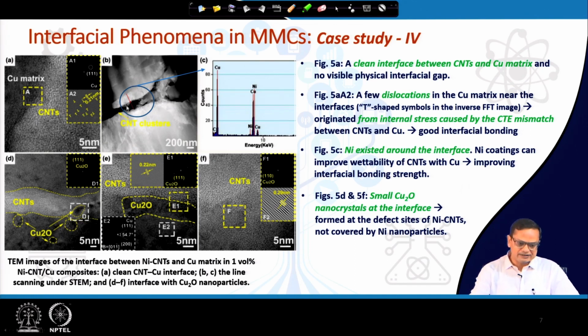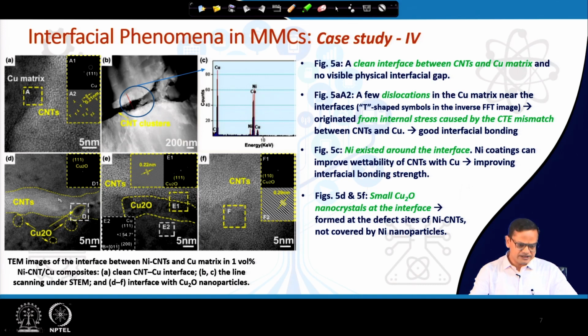Okay. Now, if you look at this particular image, here a line scan has been done to find out the composition of the different elements present, which has been shown here. You can see nickel is present there. That means these are two copper particles, basically copper grains, and in between the copper grains there are some CNTs present, and here also what we are seeing is the presence of nickel. That means nickel is there, which improves the wettability.